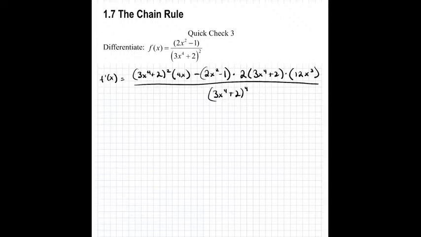Now, if we look at the top, notice we got a 3x to the 4 plus 2 there. We got a 3x plus 4, a 3x to the 4 plus 2 there. So we can factor that out of both terms. Let's factor that out. They both have at least 1, right? So before we expand it, let's factor. So then this is going to be equal to, we got this 3x to the 4 plus 2. They both have 1. Okay, what's going to be left over?